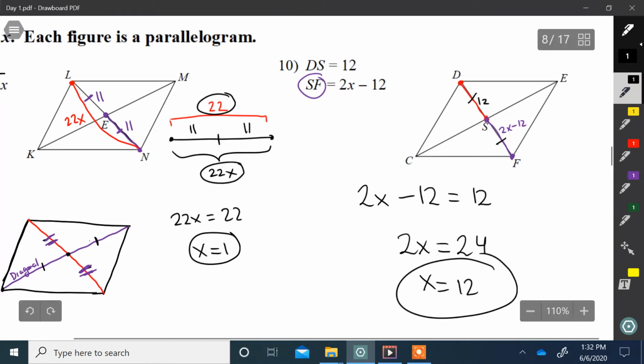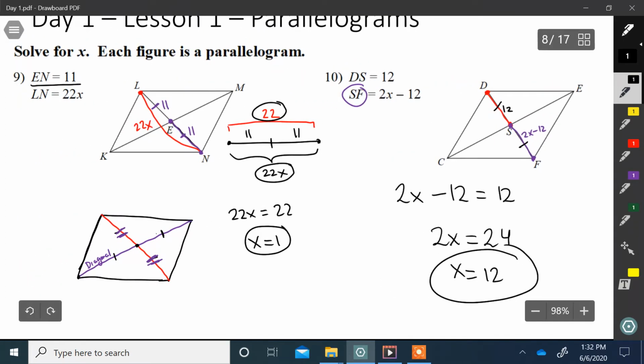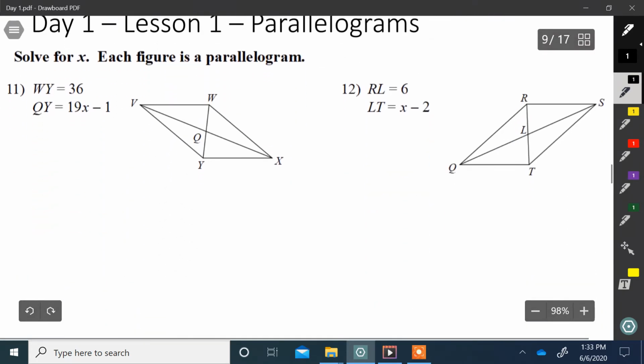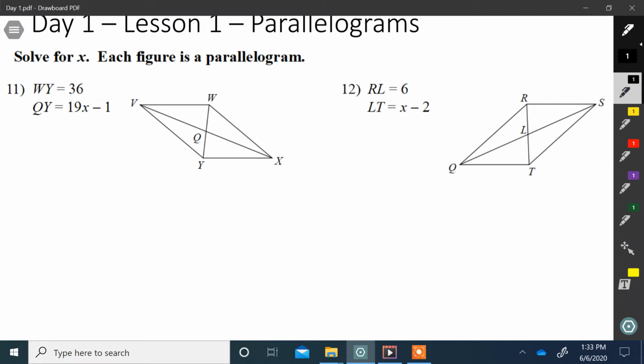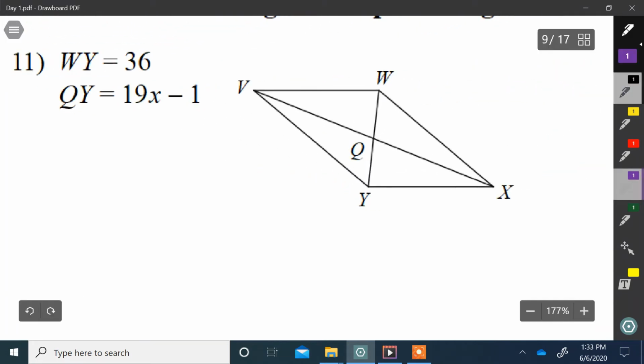You have to be able to draw some pictures in order for this to work out. If you don't draw the pictures, then it's going to be a little bit more challenging to do geometry. And as you do the homework, I expect that you guys use pictures. All right, so this one here, let's take a look at it.